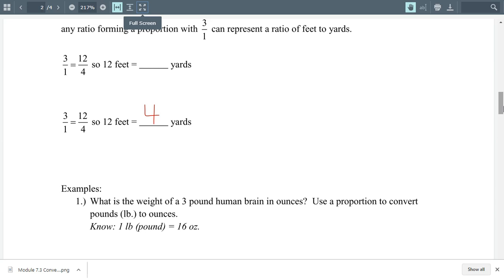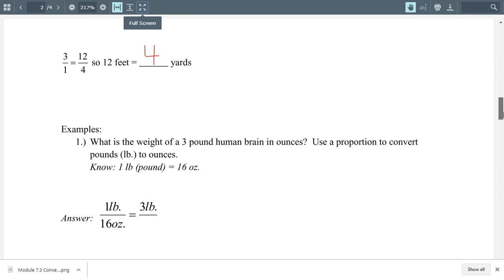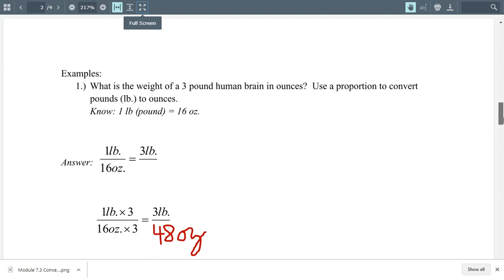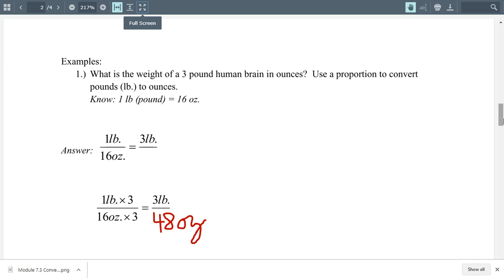So now let's solve this example. What is the weight of a 3-pound human brain in ounces? Use a proportion to convert pounds to ounces. Make sure you know that 1 pound equals 16 ounces. You do need to know that relationship to be able to solve this question. So we could set up our proportion. The relationship of 1 pound equals 16 ounces, we would write on top of each other. 3 pounds, the human brain weight, would also go on top with the pounds. And what I don't know is the bottom. So now let's solve this proportion. I know that 1 times 3 is 3, so 16 times 3 is 48, and the label is ounces.